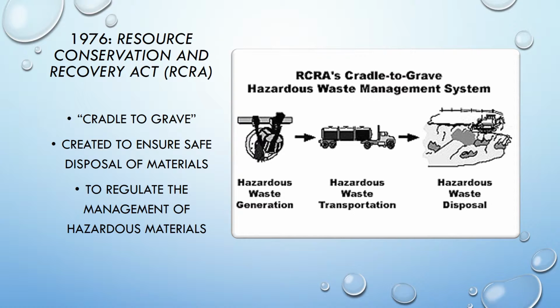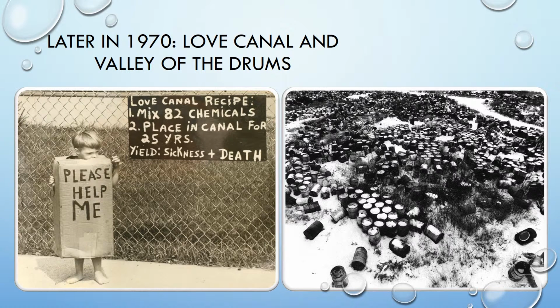So it was the first law that was passed that regulated the management of hazardous materials within the United States. And when this law was passed, many people thought that the American government finally had a handle on hazardous waste operations and that they did something effective in order to do so. We saw later in 1970 with the incidents of the Love Canal and the Valley of the Drums.